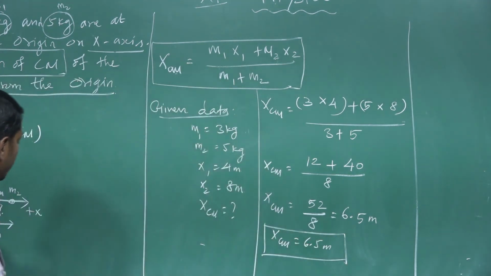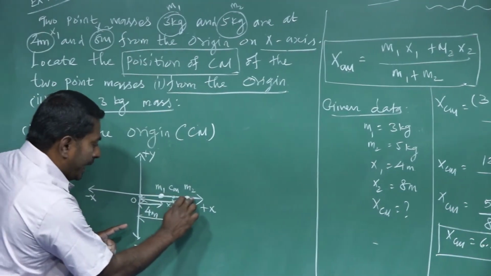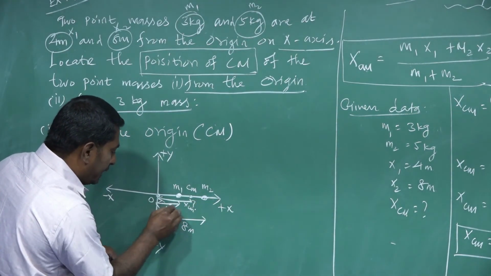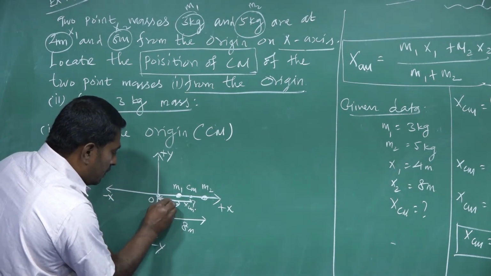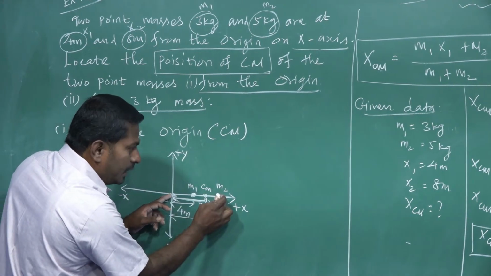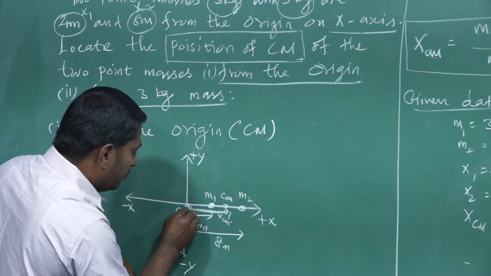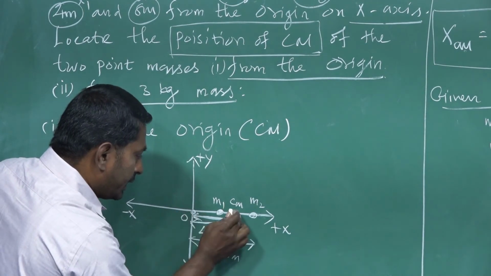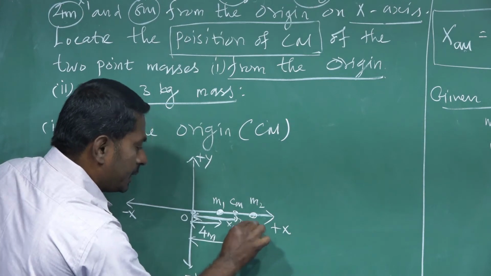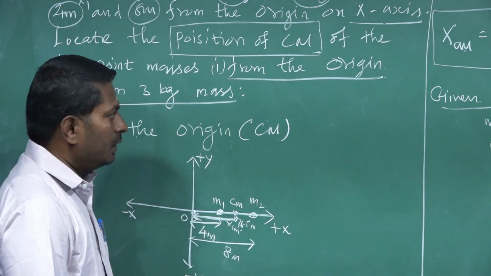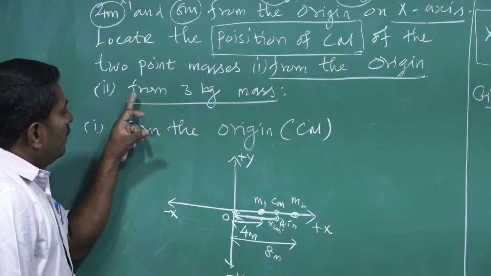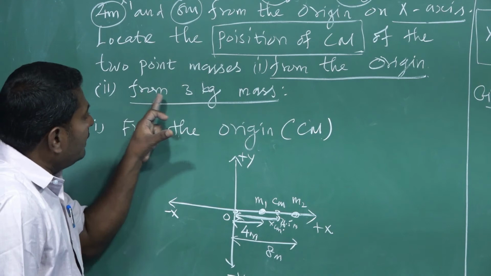So see the students, these 2 point masses are located on the positive x-axis. The center of mass point of the 2 point masses is 6.5 meter from the origin. From this origin, that center of mass point lies exactly 6.5 meter away. We finished the first one. Then we are going to calculate the center of mass point from the 3 kg mass.